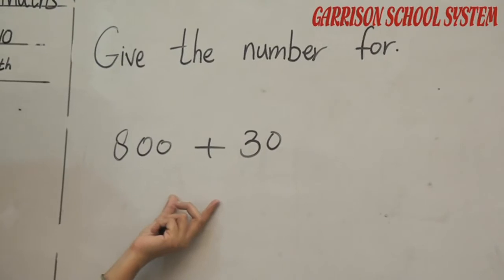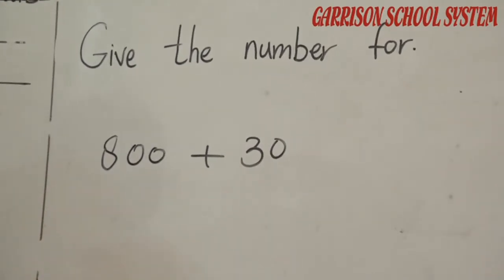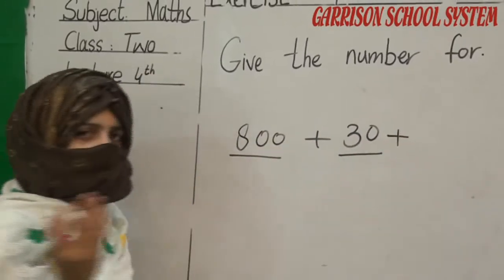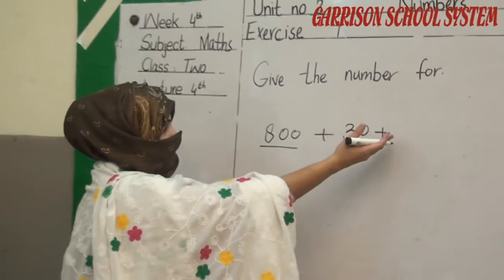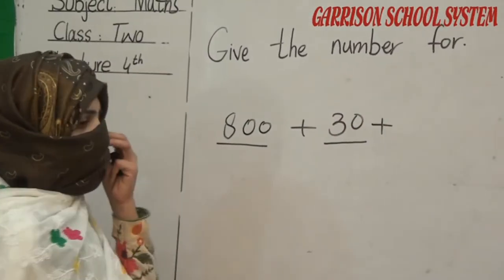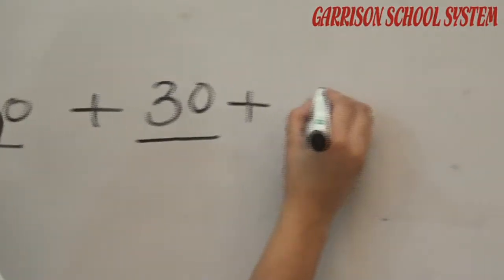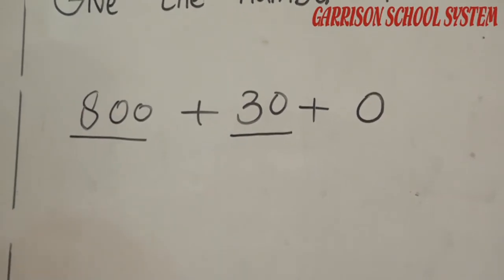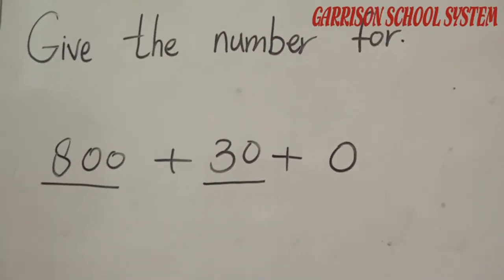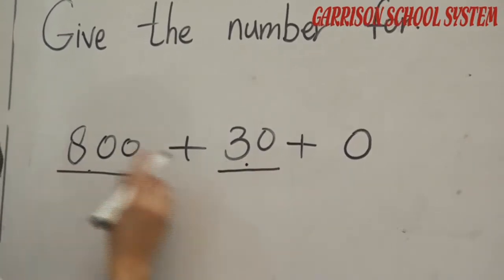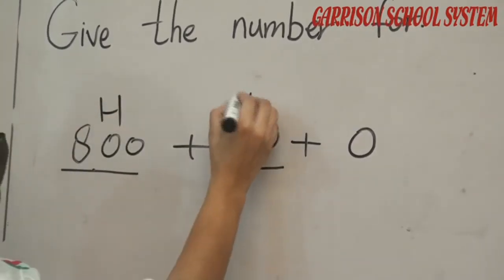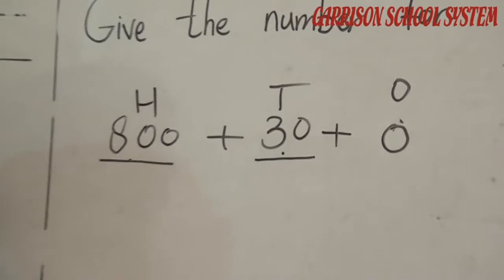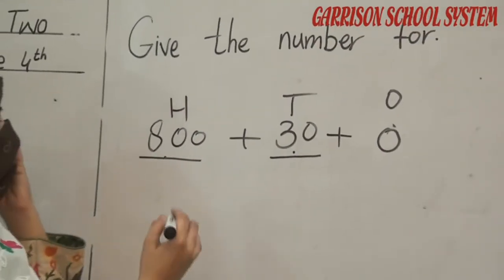Now we have to write these numbers into standard form. So this is 800, this is 30, and where is the ones, students? Here is no ones number. So what should we do? We have to write 0 here. If there is no number in ones, tens or hundreds, we have to write 0 there. Here is 800, here is 30, hundreds place is here, tens place is here. We have no ones place, so we write 0 here. Understand, students?